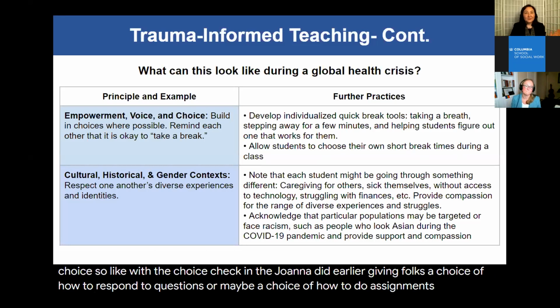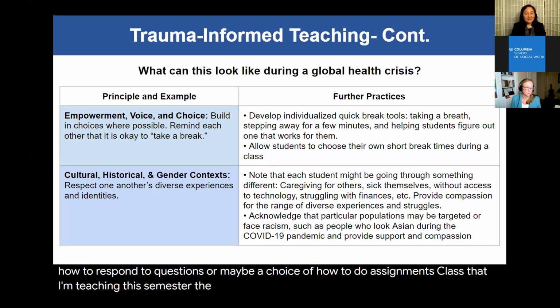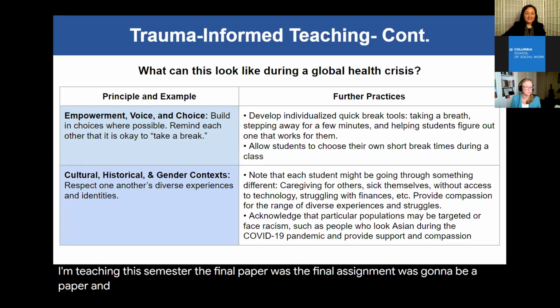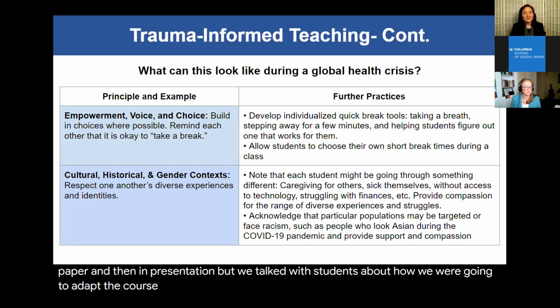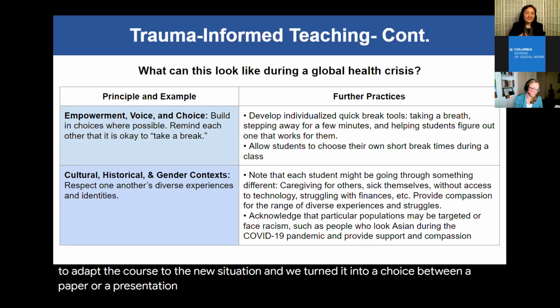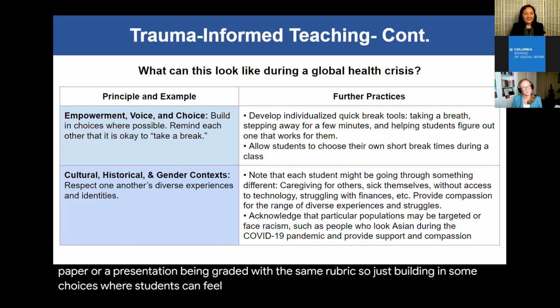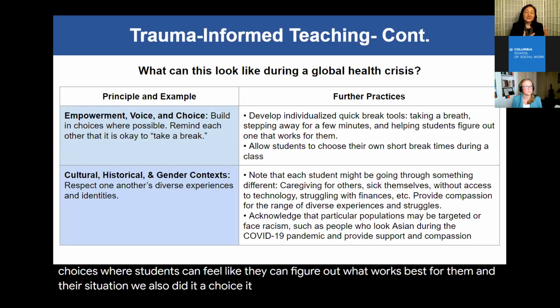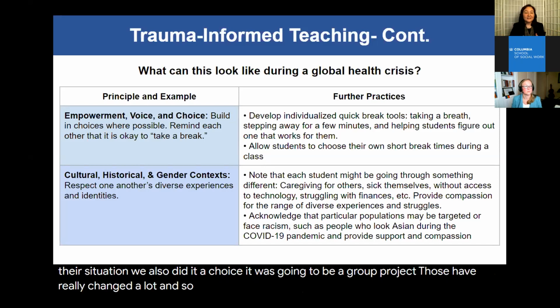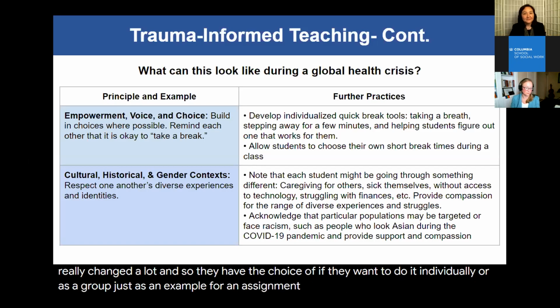For example, for the class that I'm teaching this semester, the final assignment was going to be a paper and then a presentation, but we talked with students about how we were going to adapt the course to the new situation, and we turned it into a choice between a paper or a presentation being graded with the same rubric. So just building in some choices where students can feel like they can figure out what works best for them in their situation. We also did a choice. It was going to be group projects, but folks' schedules have really changed a lot. And so they have the choice of if they want to do it individually or as a group, just as an example for an assignment.